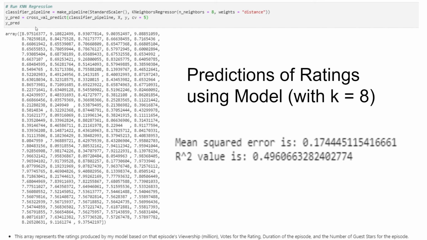So we're going to use the same process from our for loop, but put K equals 8, of course, and we're going to print out the y_pred. This is an array representing the ratings produced by my model based on that episode's viewership in millions, votes for the rating, duration of the episode, and the number of guest stars for the episode. And see the mean squared error of this model with K equals 8. It is 0.174 with an R squared value of 0.496.